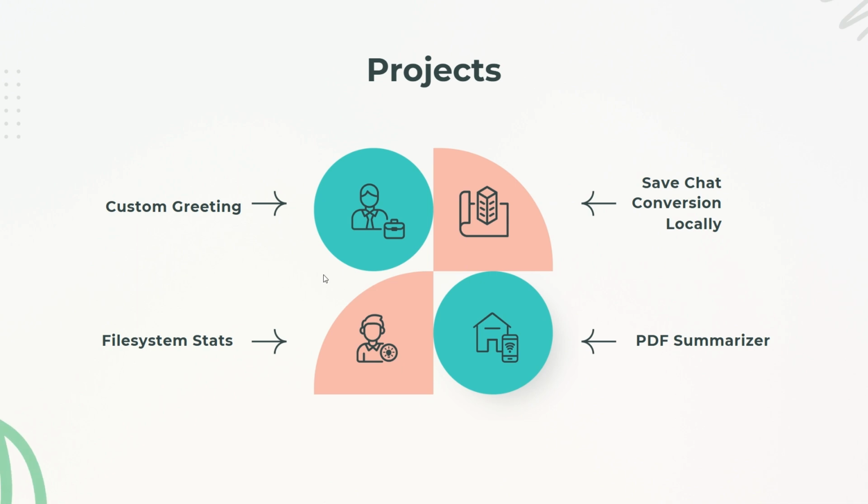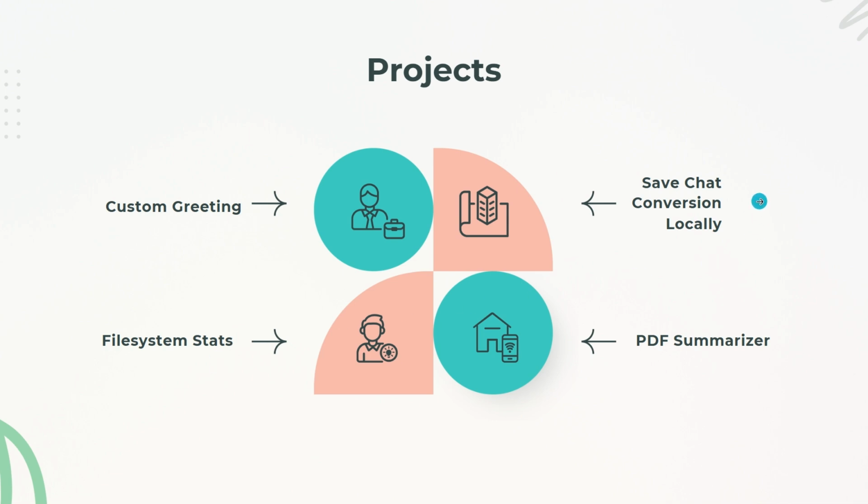The projects we'll be working on today are mainly four projects. There is custom greeting, where we'll be developing an application where if we say hi or hello, we will get a greeting from our MCP server. The second one will be file system stats. We can provide a prompt to get the file system information regarding the files on our system, the size of those files, and various other metrics which we'll be able to get using the MCP server.